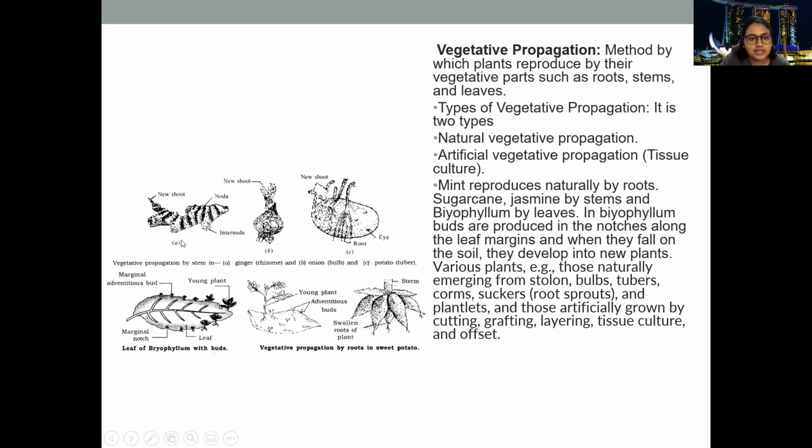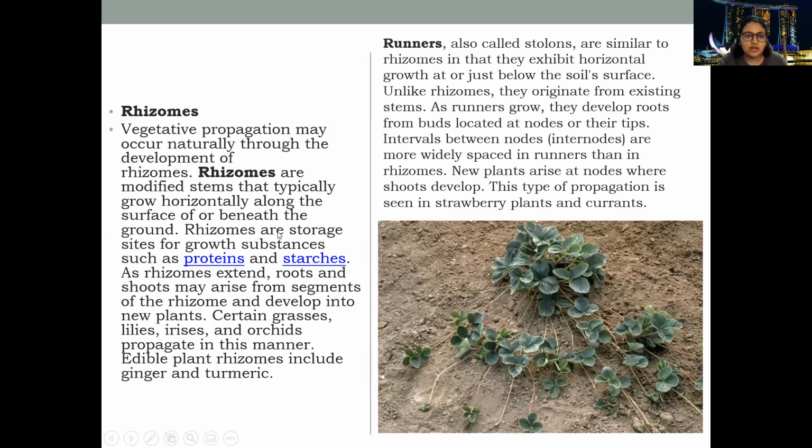Here you can see this is the rhizome, mainly ginger. This is the stem. You can see the stem grows horizontally either beneath the soil or on the surface of the soil, right? They are also the storage site for growth substances like protein and starches. So as rhizomes extend, roots and shoots may arise from segments of the rhizome and develop into new plants.